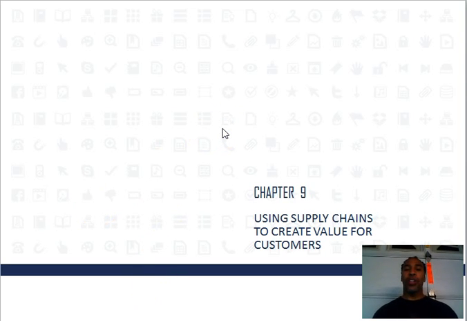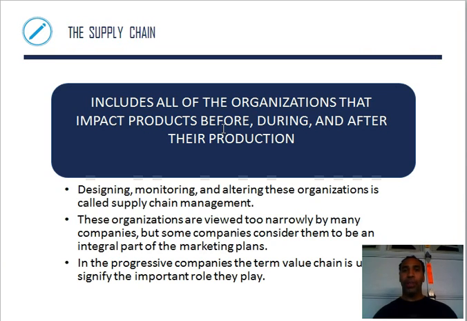We are now on Chapter 9 in Business Marketing, using supply chains to create value for customers. Always about creating that value for the customers. The supply chain includes all of the organizations that impact products before, during, and after their production. So anything that touches your product, whether it be the packaging that's done by another company, whether it be the raw materials, anything in the supply chain, all that's involved is included in this definition.